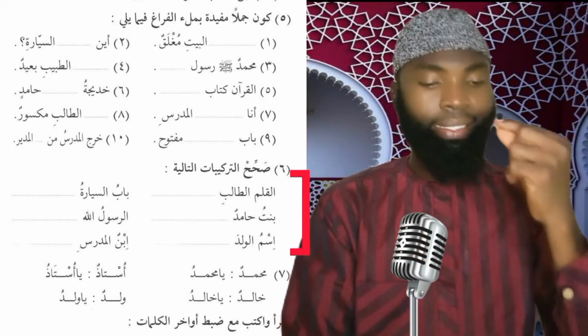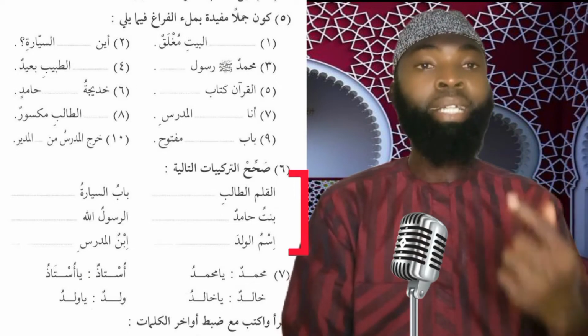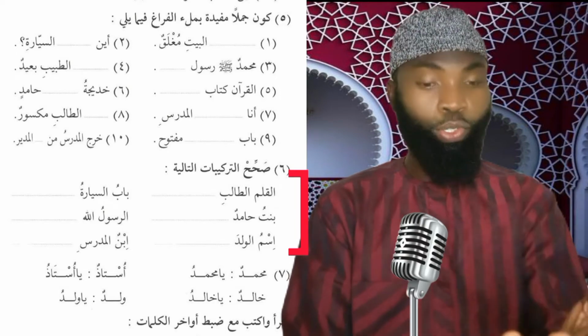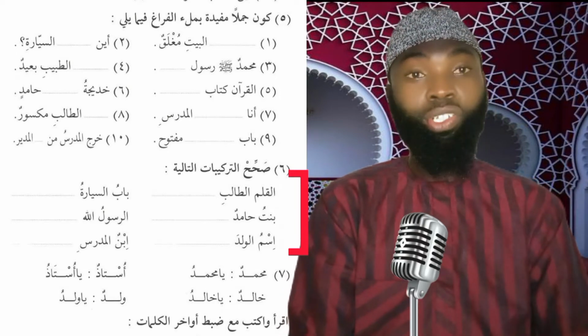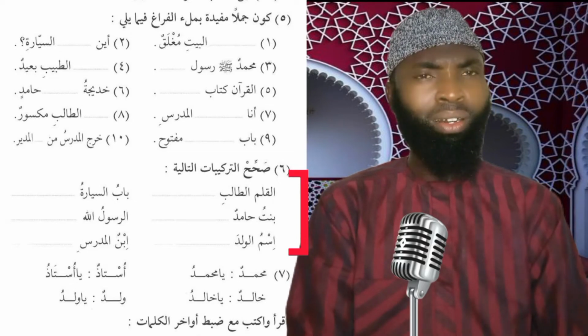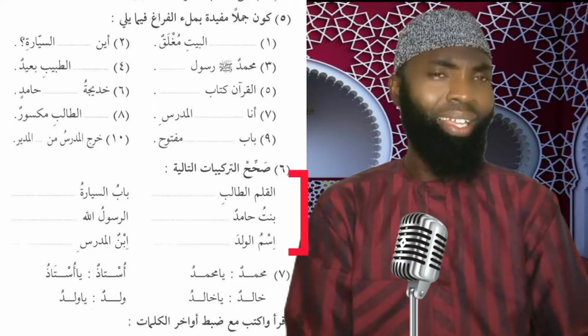At-tamrinu sadis. The 6th exercise, the instruction says Sahihi tarkibati taliya. Correct the following sentence structures. Meaning the following sentence structures are wrong. Make the corrections. The first one says al-qalamu at-talibi. Is that correct?